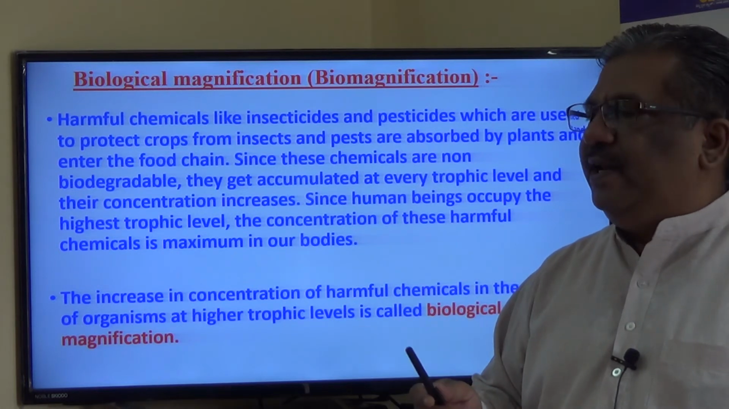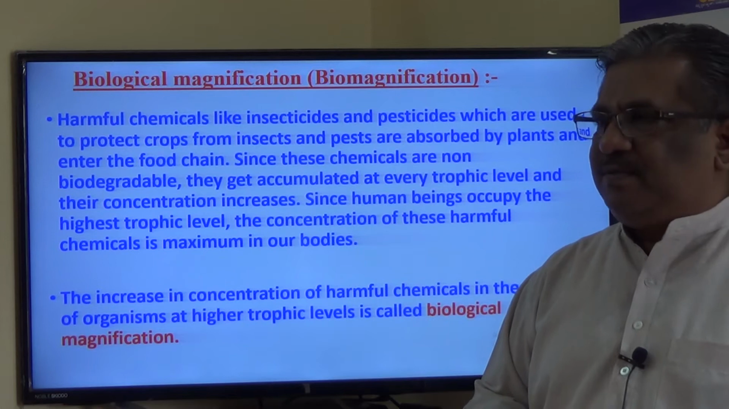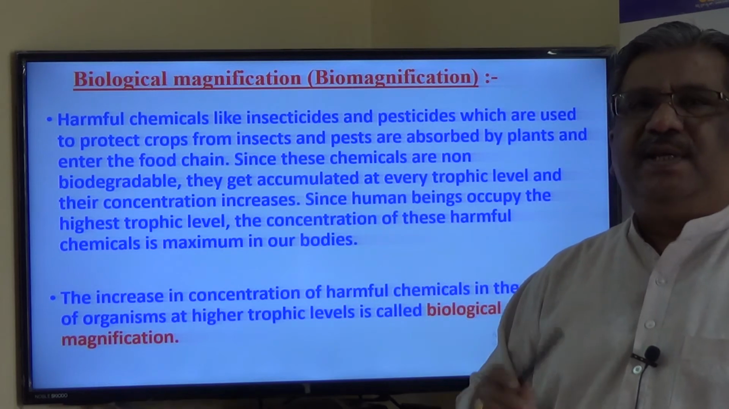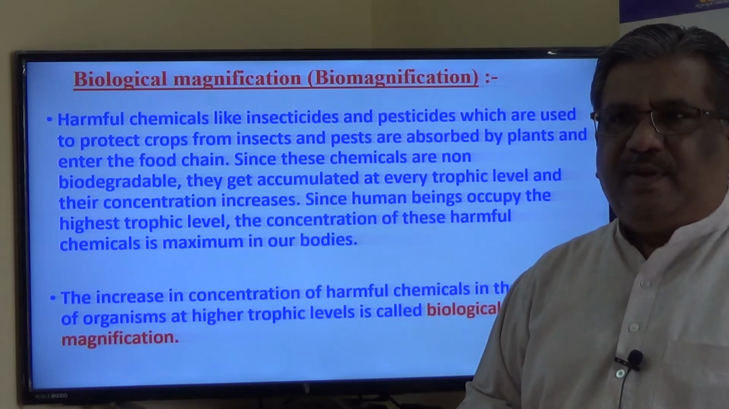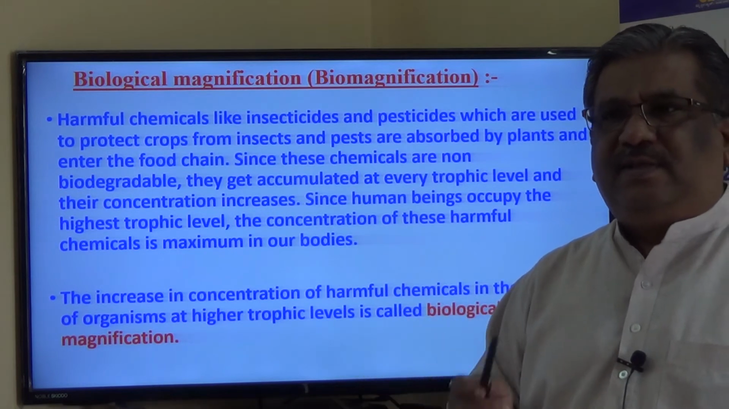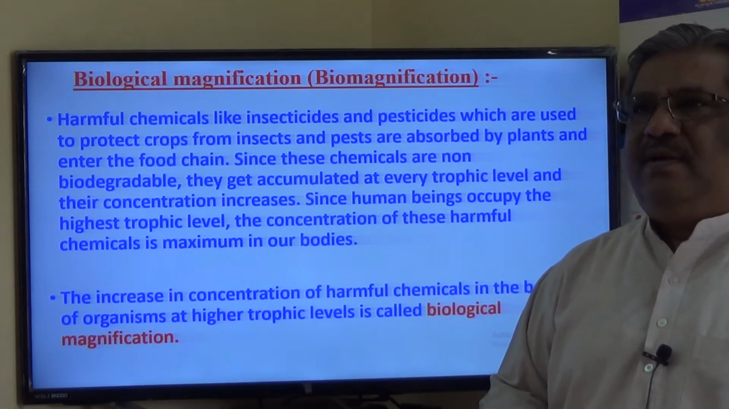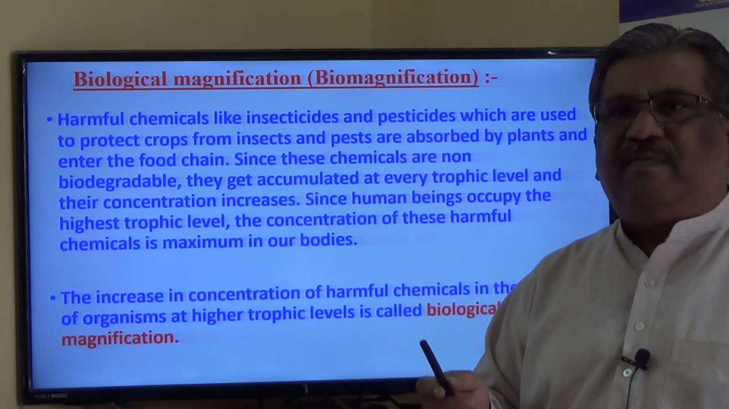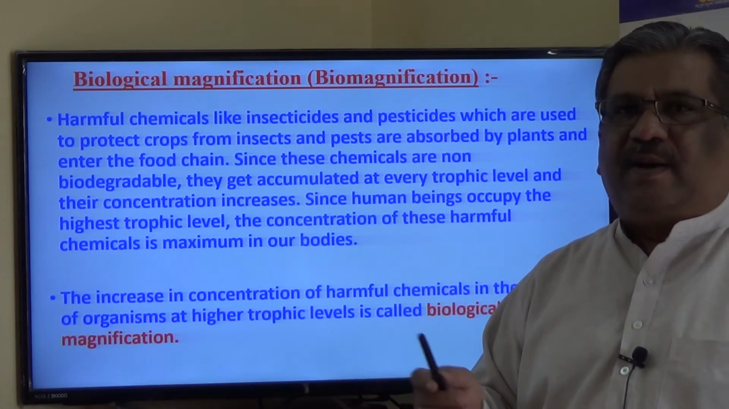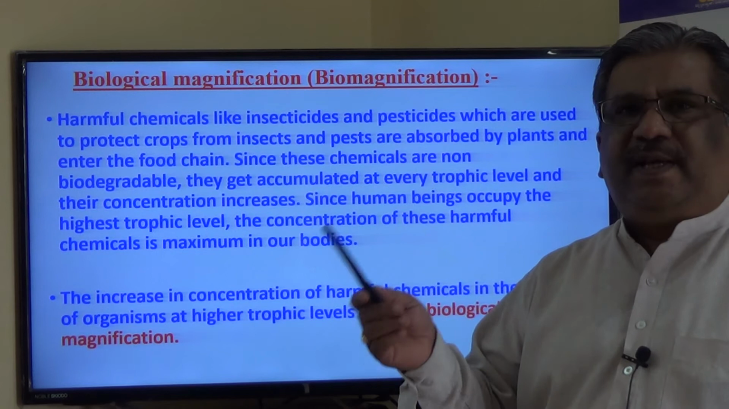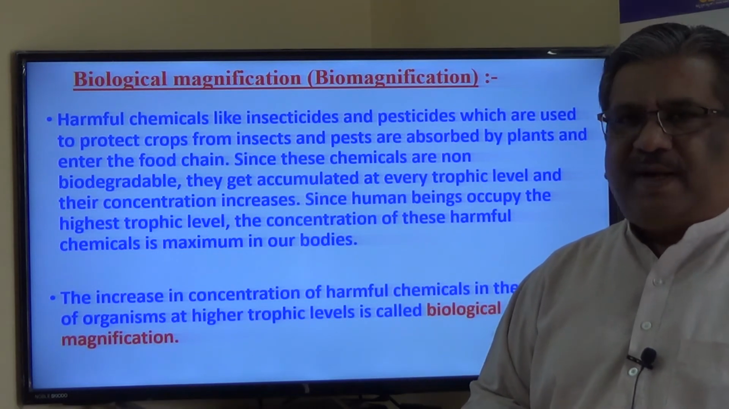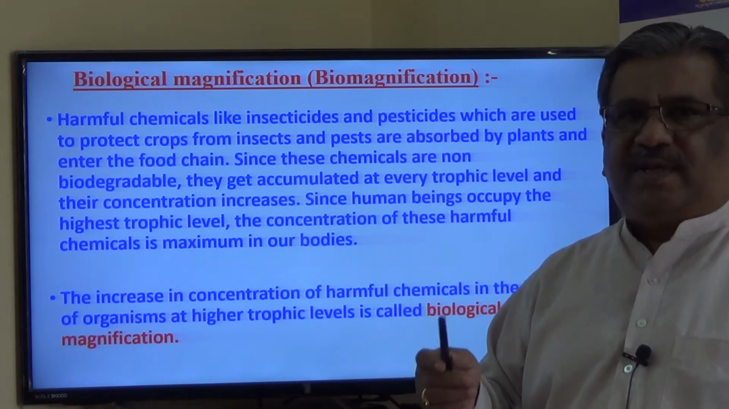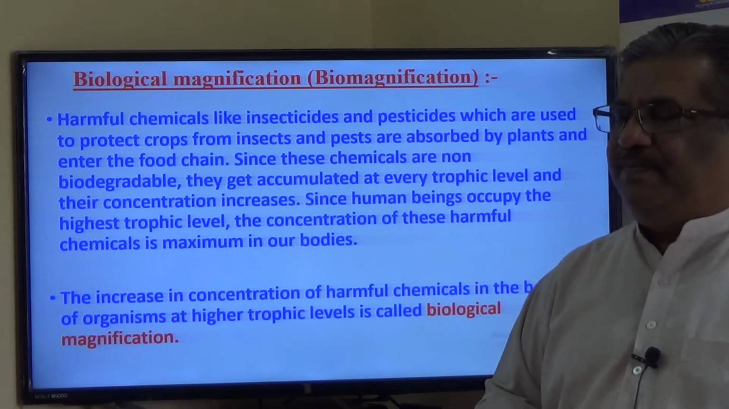DDT or any insecticide or pesticides, these are the substances which are non-biodegradable. What happens if we spray these on the plants? Plants will absorb these chemicals. When the herbivores eat these plants, the concentrations of these non-biodegradable substances will increase in herbivores. When carnivores eat the herbivores, further the concentration of these non-biodegradable substances such as pesticides and insecticides, which are harmful chemicals, will increase in carnivores.